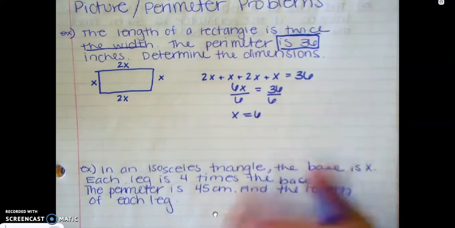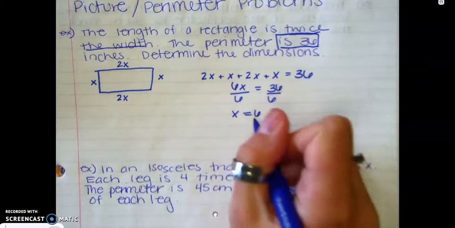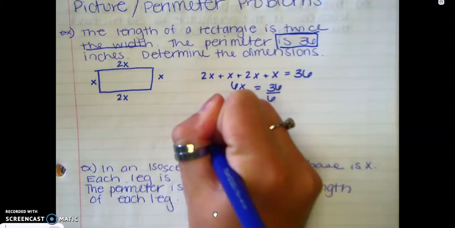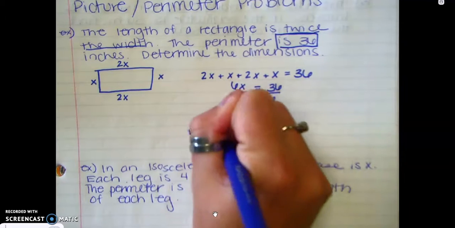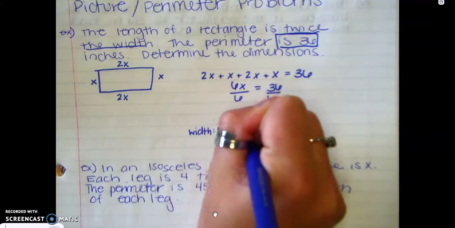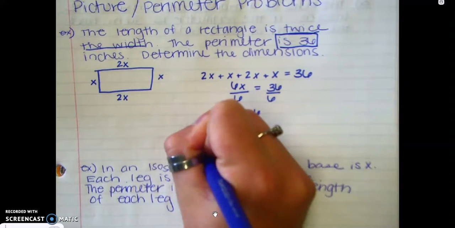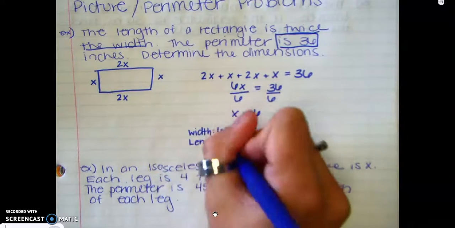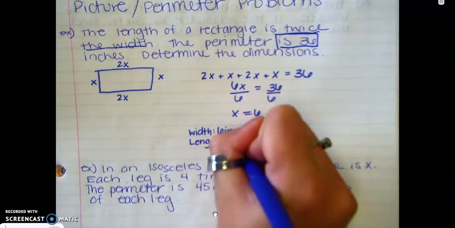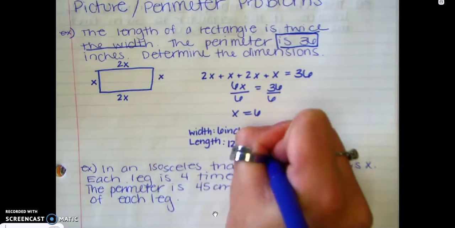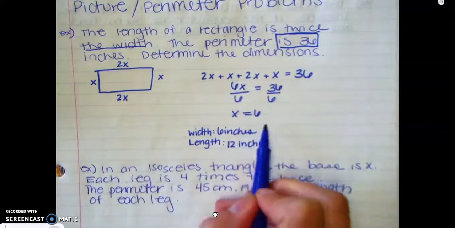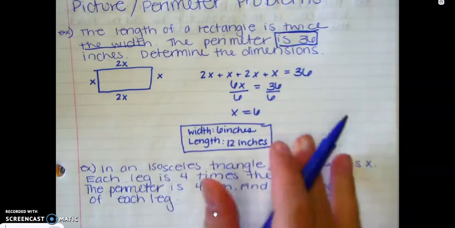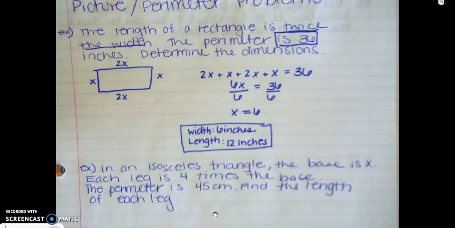Now I have to think about my answer. This is telling me the width, so I know the width is 6 inches. And the length is double that, or twice that, as I used up here. So that means my length is going to be 12 inches. That is now my answer. It's important that after you've solved your equation, you go back and think about what the answer is so you can answer that whole question.